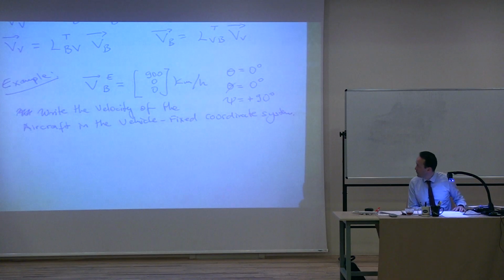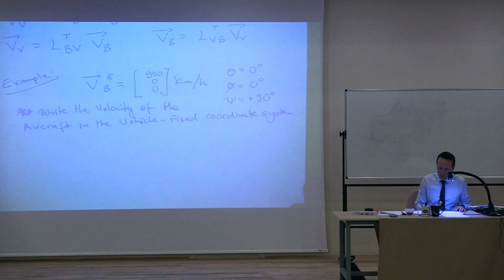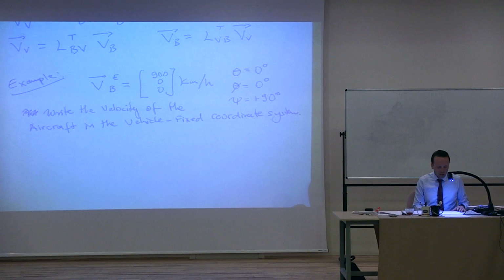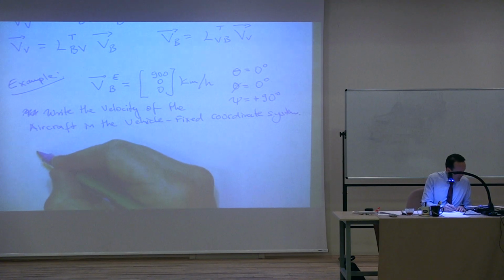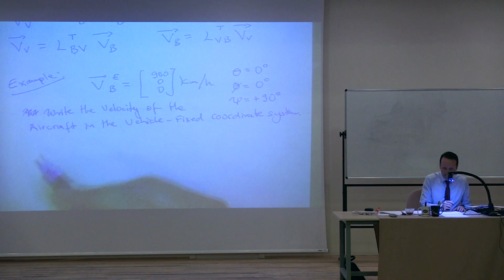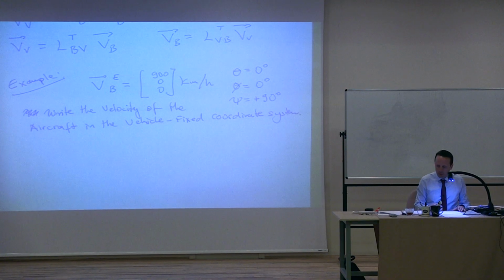Okay. Write the velocity of the aircraft in a vehicle fixed coordinate system. So how do we do this? I'll give you body, you want vehicle. Okay? So, do we know how to do this?